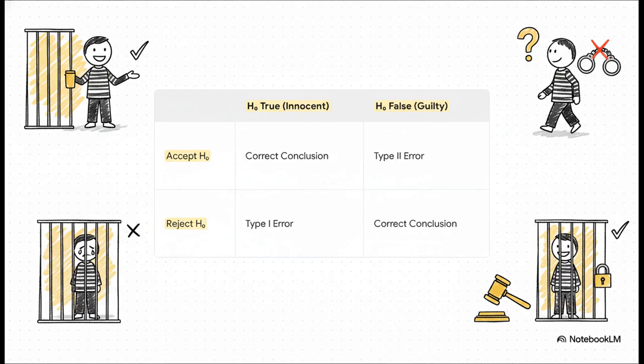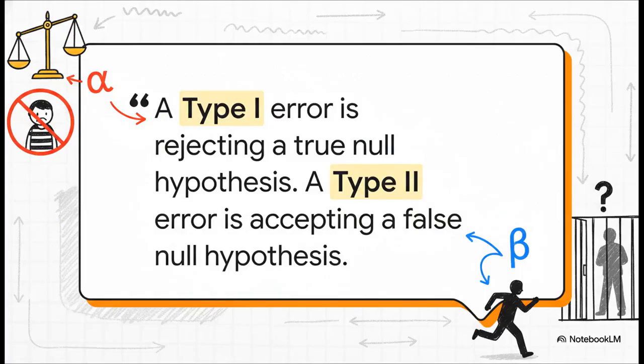But there are 2 ways we can mess up. A type 1 error is basically a wrongful conviction. We reject the null hypothesis when it was actually true. And a type 2 error, well, that's when the guilty party goes free. We fail to reject the null when it was actually false. So let's just nail this down. A type 1 error is sending an innocent person to jail. A type 2 error is letting a guilty person walk free. And remember that level of significance, alpha, that we set way back in the beginning? That number is the exact probability that we're willing to accept for making a type 1 error.